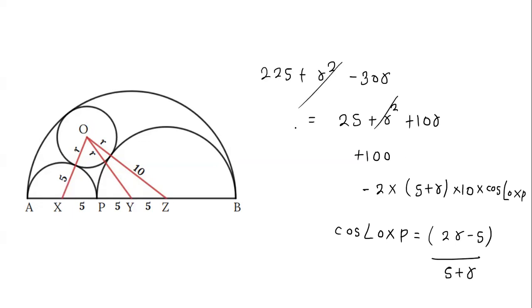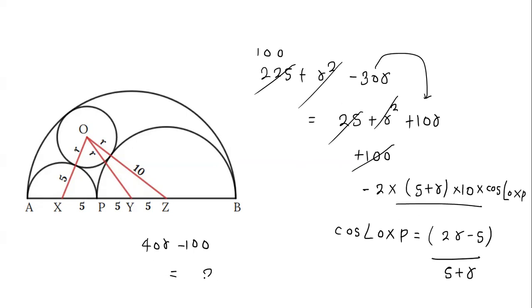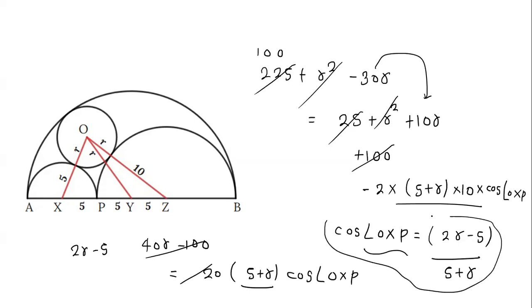So R square cancels R square. This 100 and 25 after cancelling it will come here 100, and this 30R you can take to the right hand side, so it will become like 40R minus 100, and this thing you can take to the left hand side, it will become like 20 times 5 plus R multiplied by cos of angle OXP. So after cancelling it will come like 2R minus 5, and you can divide by 5 plus R both sides, then cos of angle OXP will come like this. So this relation we can easily find out.